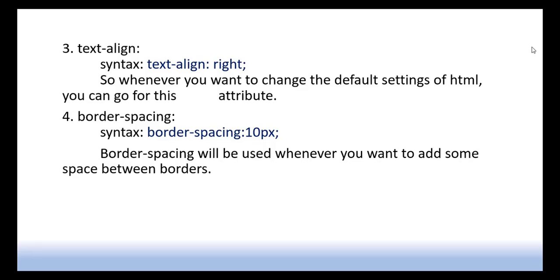The last one is border-spacing. Border spacing simply means that if you are giving borders to each cell, the space between the borders of each cell is called border spacing. We will look at each one going through the example.